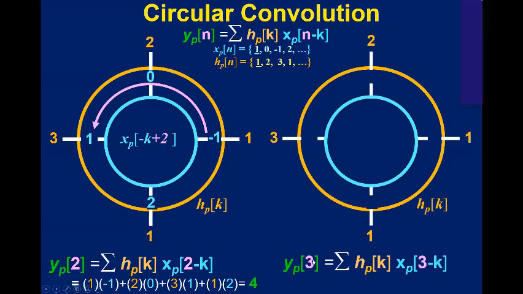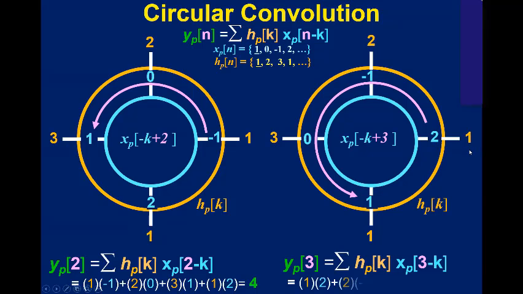For n equals 3, we'll take our x of minus k plus 3, now rotate it 3 positions around. So we have the 1 here, 0, minus 1, 2 around the horn. Do our products and sums. 1 times 2, added to minus 1 times 2, added to 3 times 0, added to 1 times 1, and get 1. And we're done.